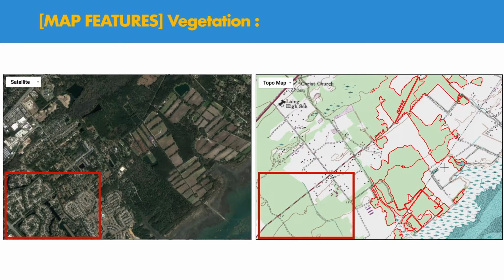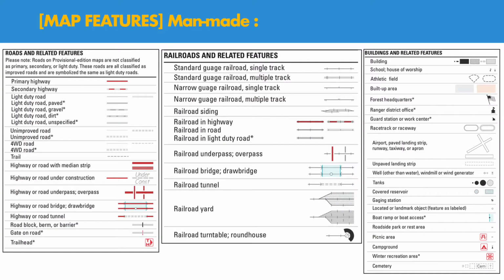That's enough for now. Let's see the man-made features. When I say man-made features, I'm talking about everything made by man, like roads, buildings, railways, tunnels, etc. Even trees are considered a man-made feature. This is the man-made topo map samples part.